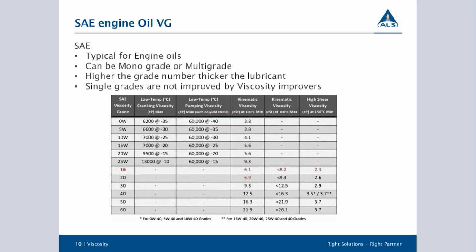Then you can look at your SAE grade, which are typical for engines. They can be a mono grade or a straight grade; mono and straight grade are the same thing. And then you can also see your multi-grades, which is when we start to introduce that W and a few other components into it. The higher the grade, the thicker the lubricant. That's the same thing that we were seeing on the previous slide: the higher the grade, the thicker the lubricant. And single grades are not improved by viscosity improvers.